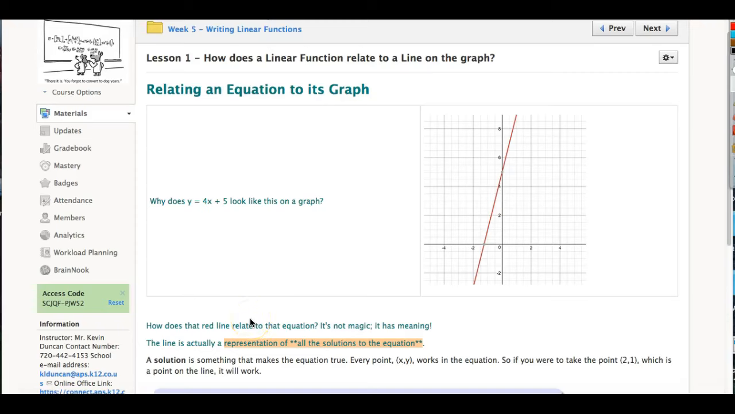In lesson one, we're going to talk about how an equation relates to its graph. So we're looking right here, y equals 4x plus 5 looks like this on a graph. It's not magic. It doesn't come out of nowhere. This is actually a representation of all the solutions to this equation.